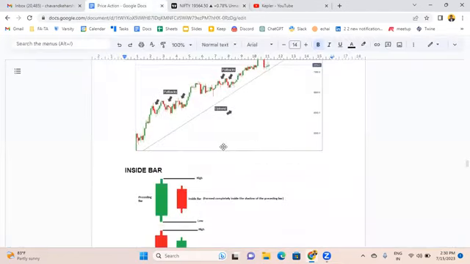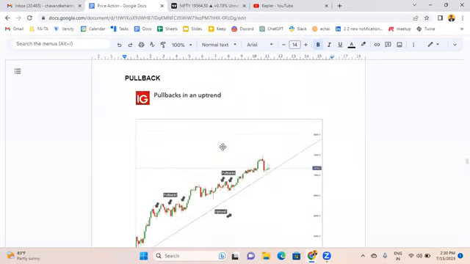Pullbacks can be traded easily because when the market is in a trend, be it uptrend or downtrend, traders tend to trade pullbacks in order to make quick profits or catch fast momentum in the market, especially option buyers. So these are the three concepts for today's session.